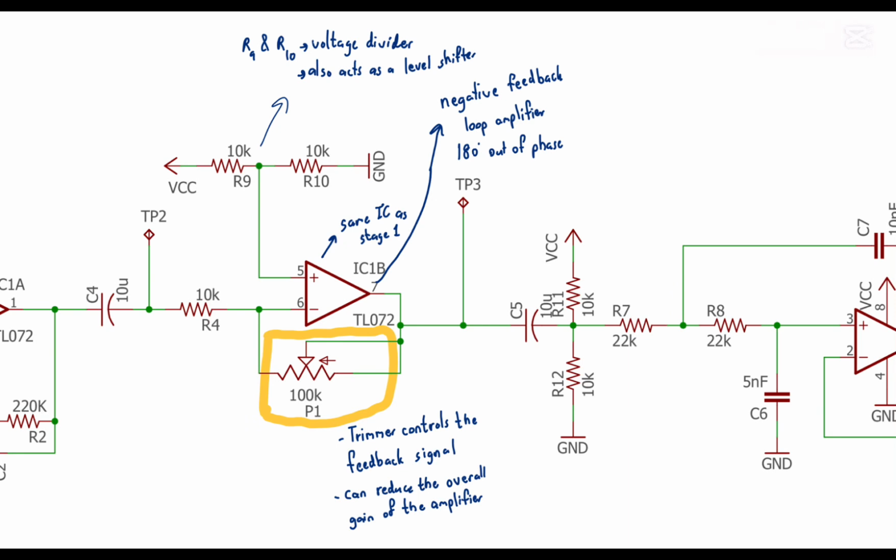P1 is the trimmer, which is 100K. The trimmer controls the feedback signal, which can reduce the overall gain of the amplifier. Resistors R9 and R10 act as the voltage divider, which is the same as in stage 1. They help the op-amp to work in the single supply mode and also act as a level shifter so that the output will not be clipped.